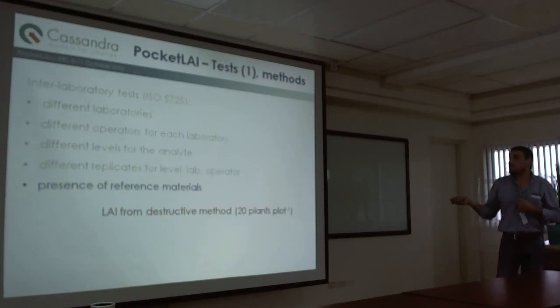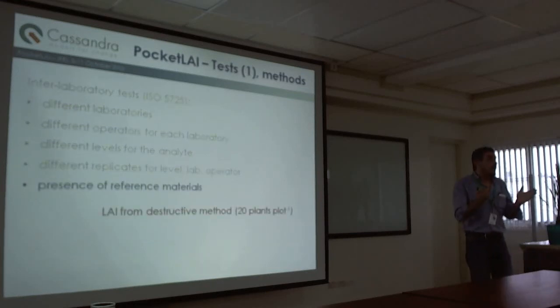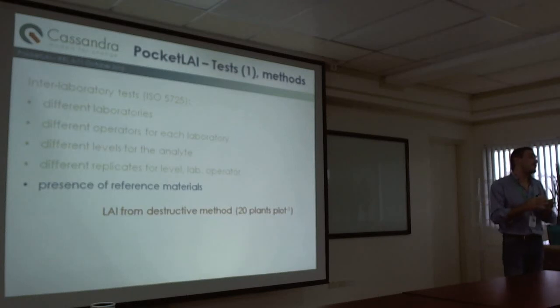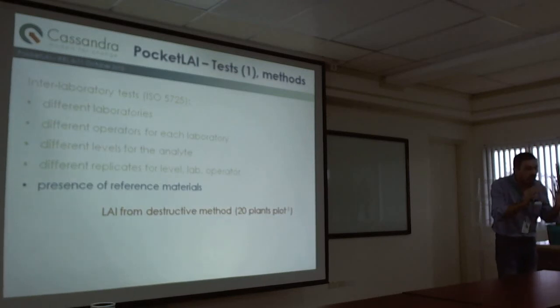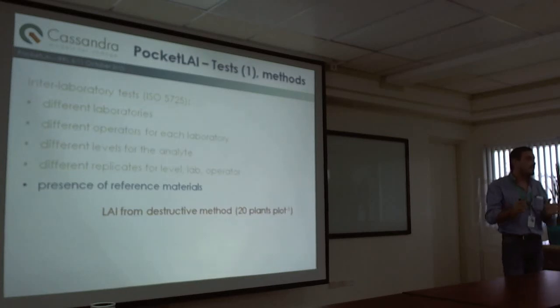For the presence of reference materials, okay, no true values are available for different index. And so we assumed as true values the values coming from the destructive method, which is the best you can do for different indexes if you want to have a reference value.